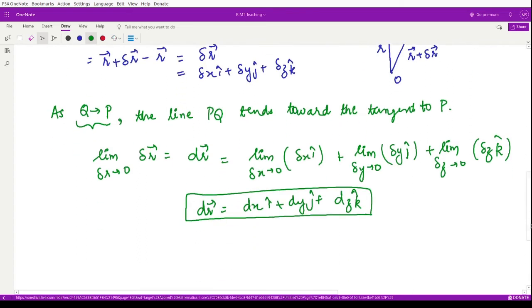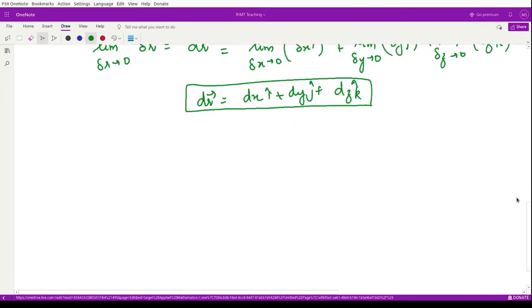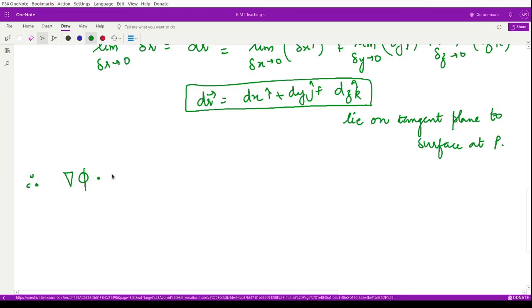Now you have the vector representing dr. Now this vector lies on the tangent plane to the surface at P. So therefore we can calculate the gradient of phi dot with the vector dr. Let's see what this comes out to be. So we will relate finally the quantity gradient phi with that of this position vector, the vector which lies on the tangent plane to the surface at P. So let's see what this dot product represents here.